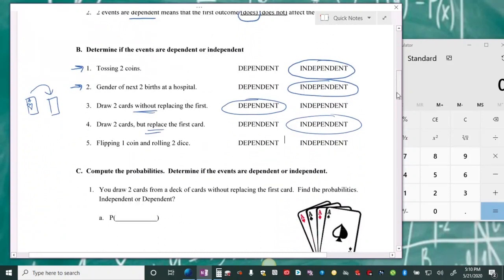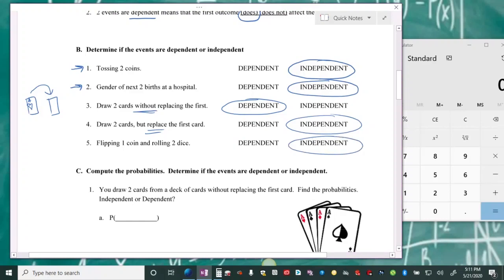And then finally, flipping one coin and rolling two dice. Whatever happens to the coin has nothing to do with what happens with those two dice. So there are three events here, and all three of them are independent. I almost circled the wrong one. So all three of these are independent.